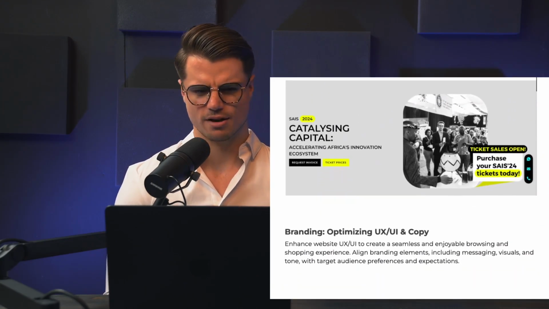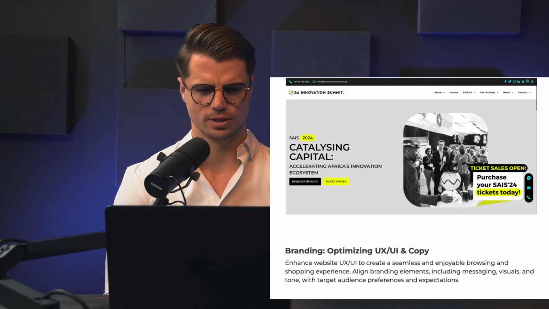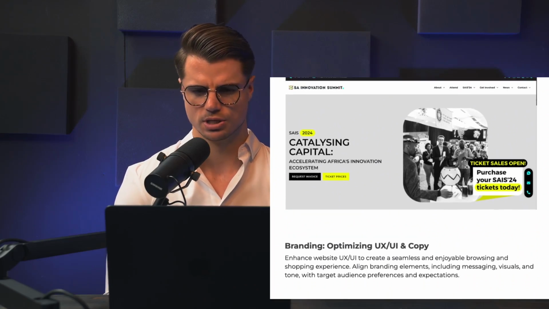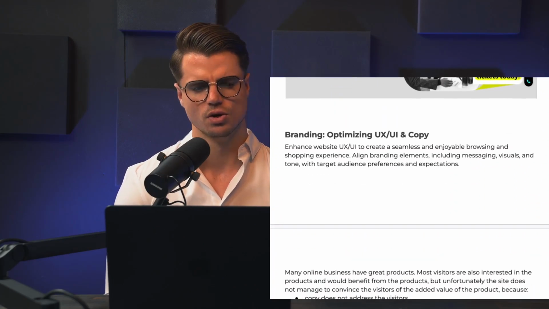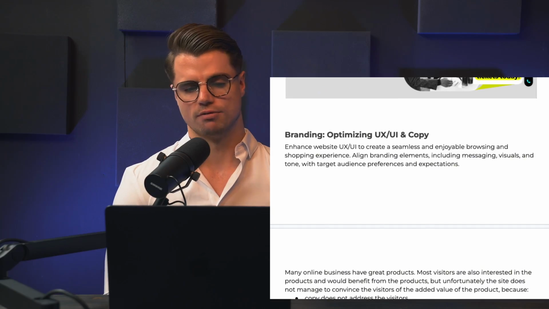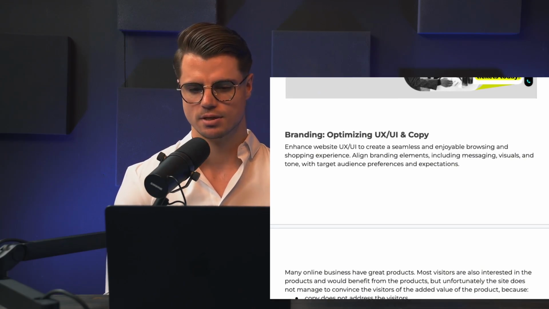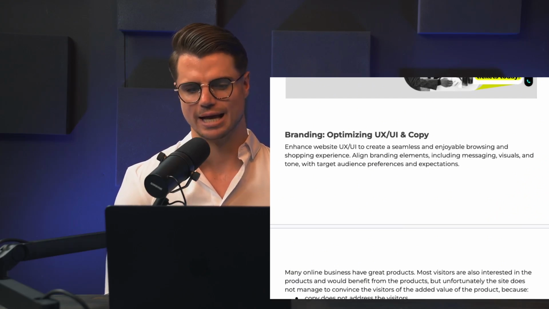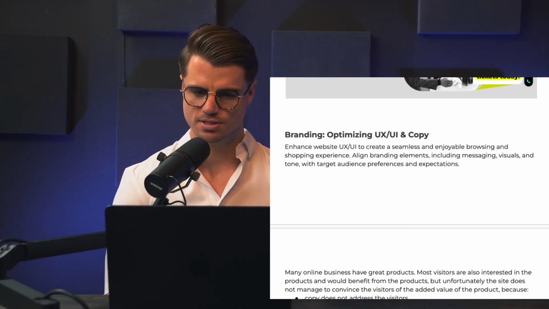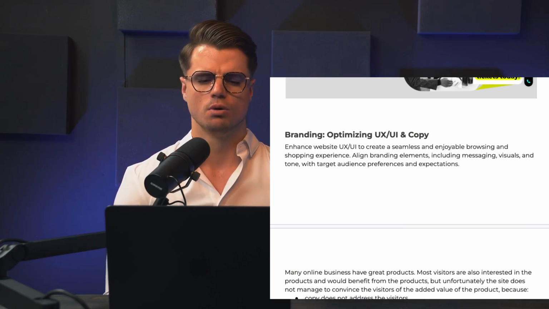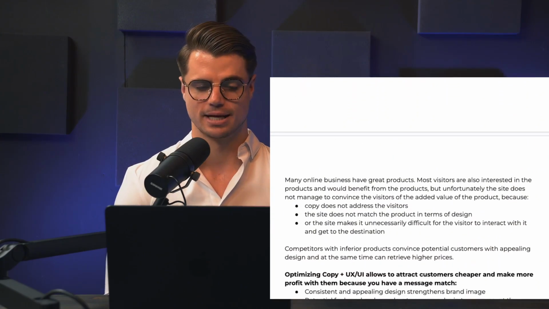So we have the sales page. Okay, so let's quickly go through this here. You guys can see the different components here, as we'll break down a few things now. Branding, optimizing UX and UI for the copy. Now, enhance website UX and UI to create a seamless and enjoyable browsing and shopping experience. Align brand elements, including messaging, visuals, and tone, with target audience preferences and expectations.